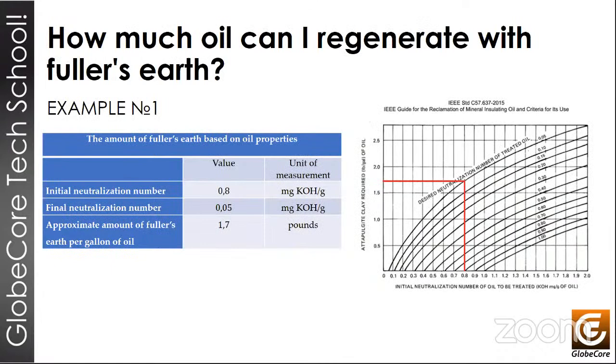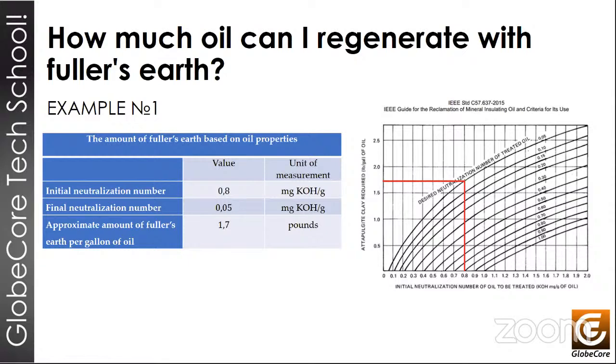Right. So yeah, let's talk about this neutralization for a minute. Let's take a certain value and assume an initial neutralization number of 0.8. So we want to achieve 0.05. So we should be careful because this is important. We have 0.8, so let's move our line to the desired value, our final number. So we want to achieve 0.05. So when translating this value along the y-axis, it turns out that we'll need approximately 1.7 pounds of Fuller's Earth for every gallon of oil that we regenerate.